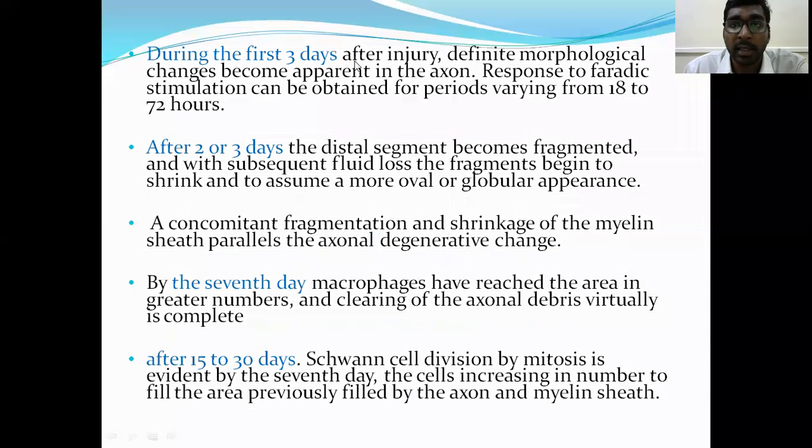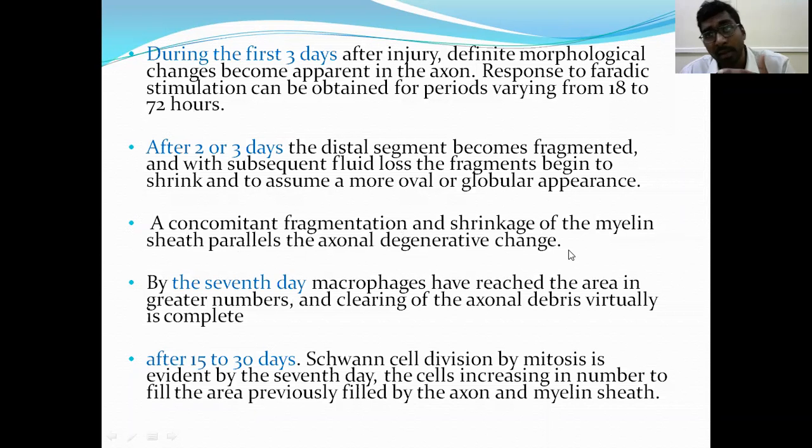Here is a schematic representation of the changes happening in Wallerian degeneration. During the first 3 days after injury, definite morphological changes become apparent in the axon, in the distal part. Usually initial swelling occurs in the distal part, and the response to Faradic stimulation can be obtained for periods varying from 18 to 72 hours. After 2 to 3 days, the swollen distal fragment becomes fragmented, and with subsequent fluid loss the fragments begin to shrink and assume a more oval or globular appearance.